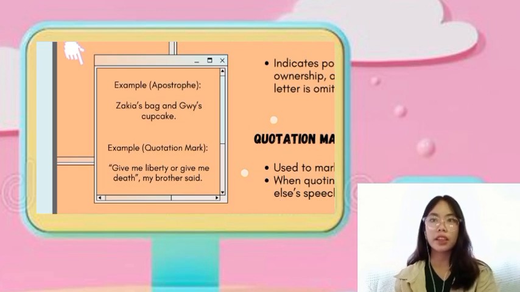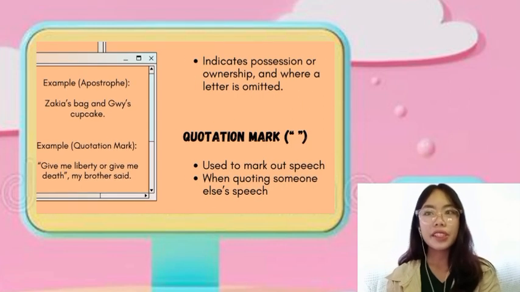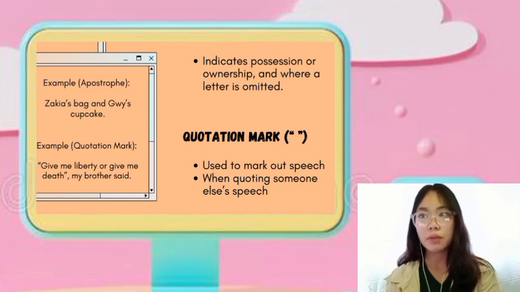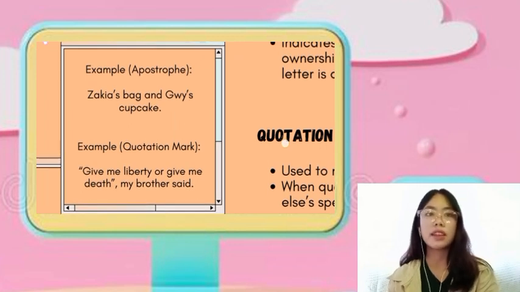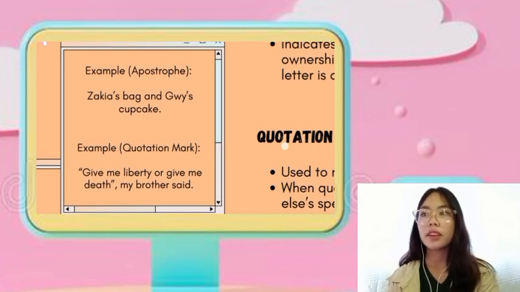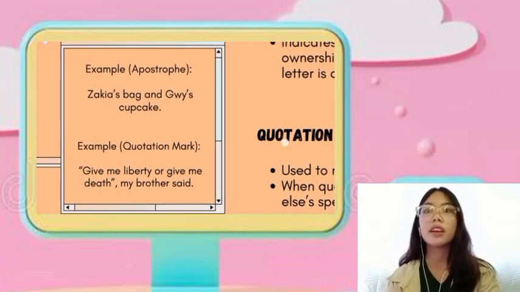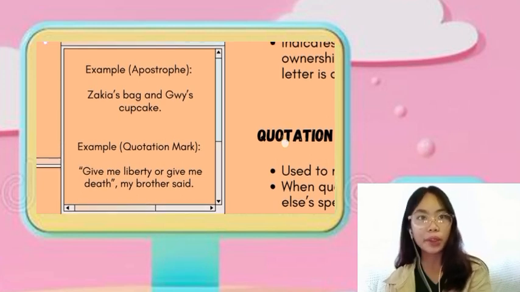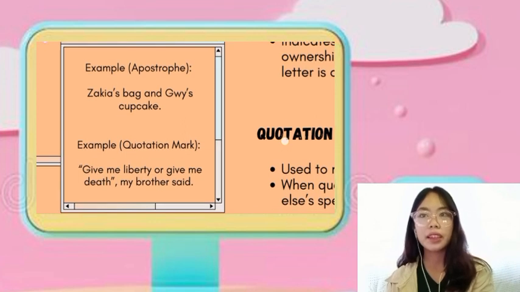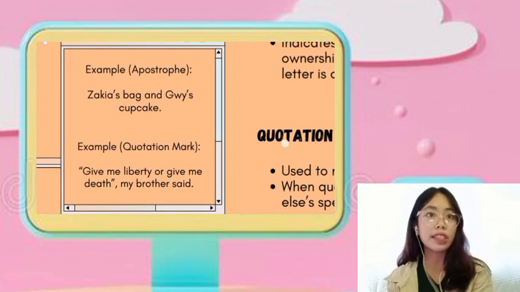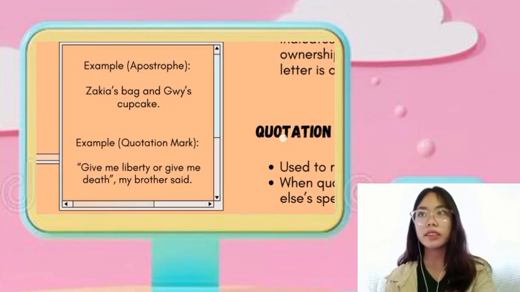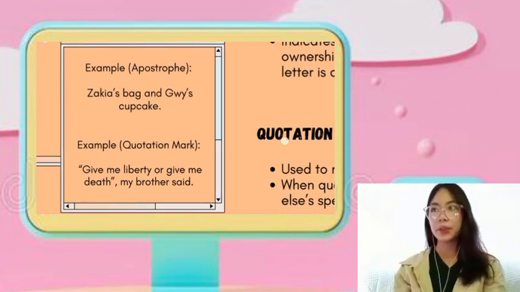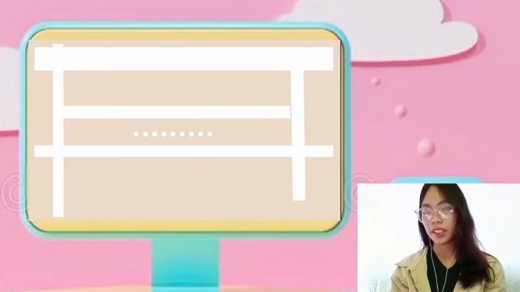Okay, next is quotation mark. Quotation mark is used to mark out speech and when quoting someone else's speech. For example, "Give me liberty or give me death," my brother said. So the statement "give me liberty or give me death" is quoted through quotation marks because it is someone else's speech. It is the speech of the subject, brother. Okay, that was the last, quotation mark.